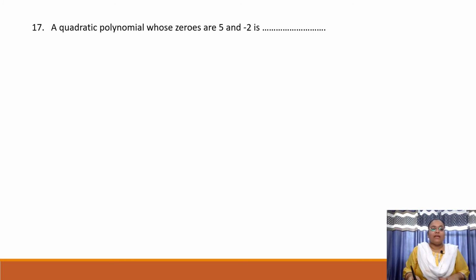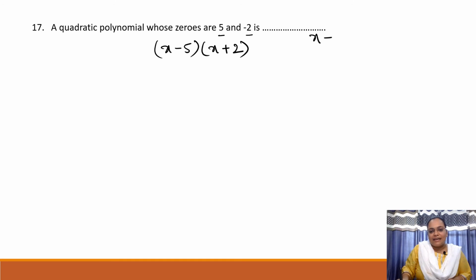Okay. So the next one is a quadratic polynomial whose zeros are 5 and 2. If 5 and 2 are the two zeros, what will be the factors for 5 and 2? That will be x minus 5 and x plus 2, right? Because x minus alpha and x minus beta are the factors, right? This is alpha and this is beta, correct, which is multiplied to a constant.